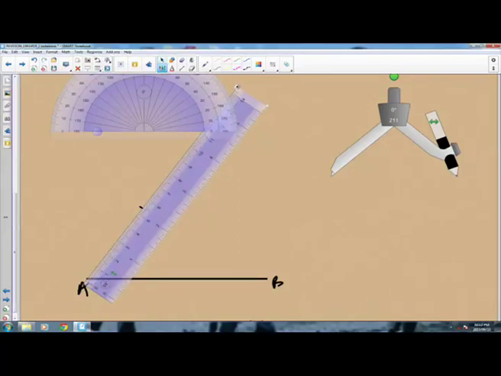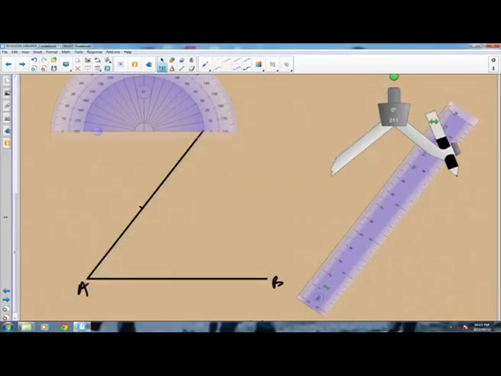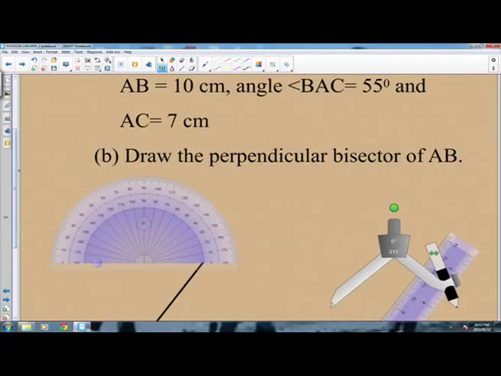And then you just draw a line of any length. So we'll draw that line from point A, passing through the 55 mark, going in the upper direction there. So what you're simply saying is the angle between the line you have drawn and line AB is 55 degrees. And then you are told that the line AC is 7 centimeters.